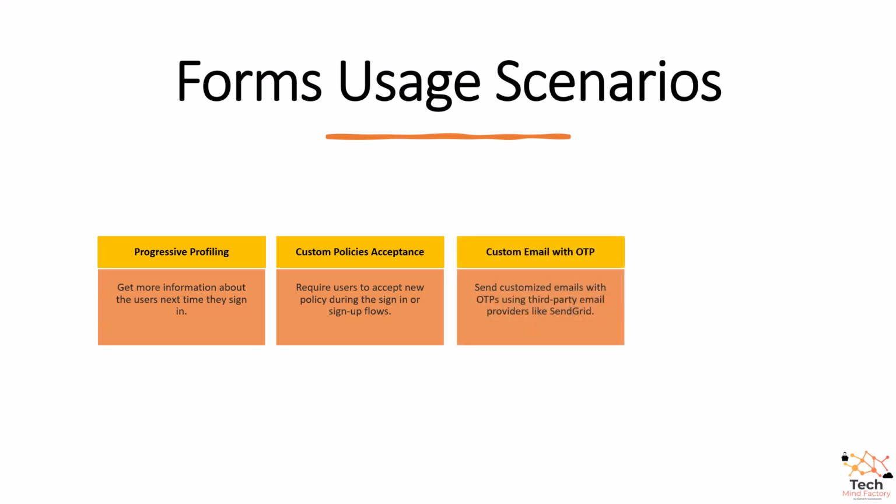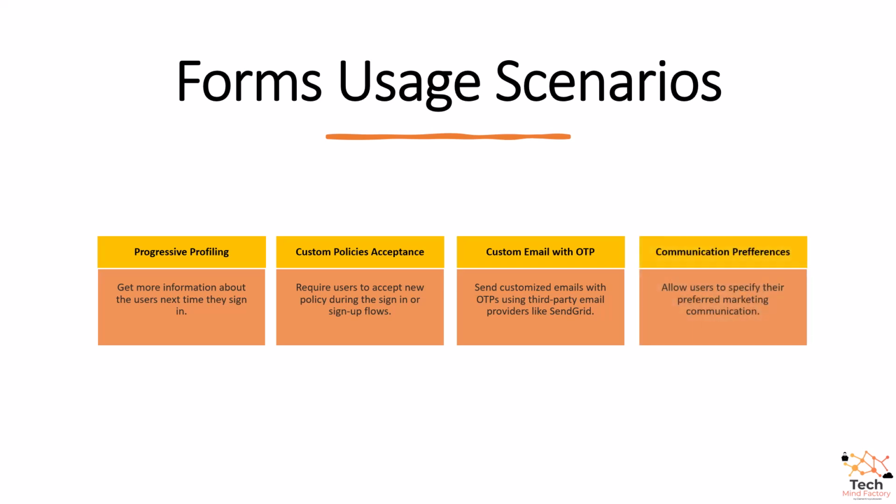Custom email with OTP. So we can send customized emails with OTPs using third-party email providers like SendGrid. And we can use Auth0 Forms for that and integrate with SendGrid to send those customized emails.